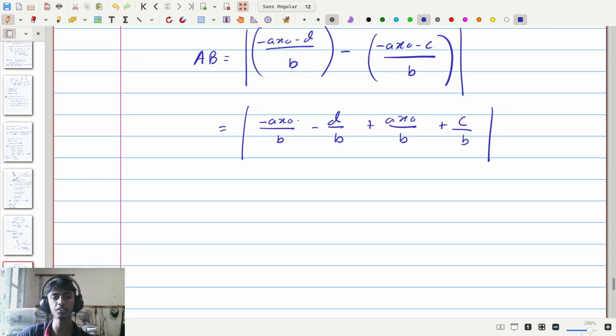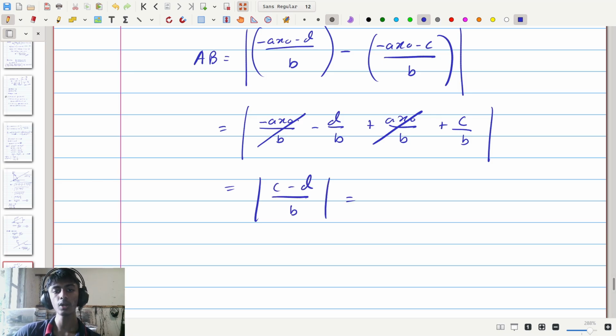Now then, looking at this, we can see this term and this term cancel, leaving us with just c divided by b and a negative d divided by b. Taking them under a common base, we can see that this is equal to c minus d divided by b, which I'm going to write as the absolute value of c minus d divided by the absolute value of b.